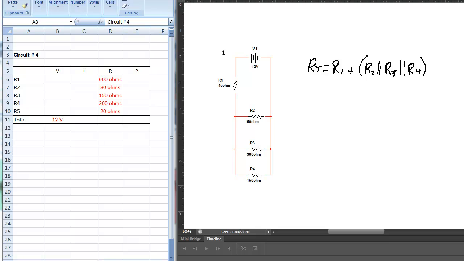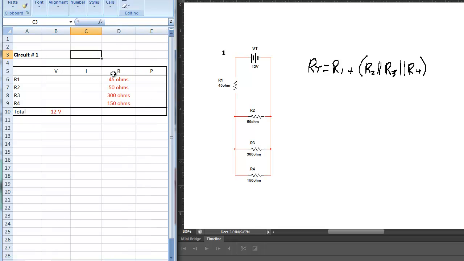Okay, now we begin with part 3. I'm going to leave this formula up here so we have a reminder of how we're looking at this. So again, we start with RT. You can see over here I've got a spreadsheet started. So we're going to move back to the first circuit here. We're going to be calculating the voltages, the currents, as well as the power. Remember, power is simply volts times amps. So our first step, however, is to calculate RT.